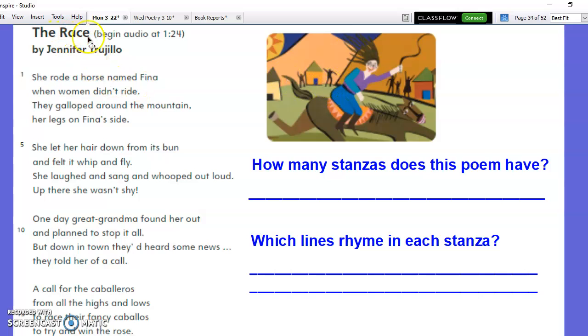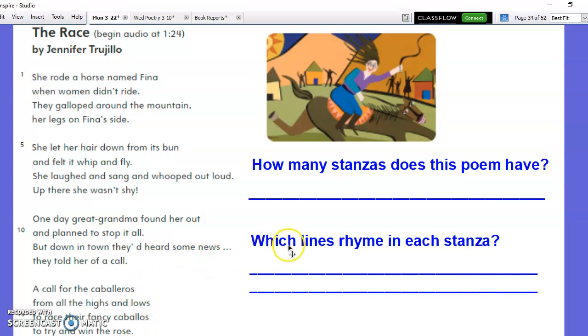This is The Race by Jennifer Trujillo. She rode a horse named Fina when women didn't ride. They galloped around the mountain, her legs on Fina's side. She let her hair down from its bun and let it whip and fly. She laughed and sang and whooped out loud, and there she wasn't shy. Up there she wasn't shy. One day Great-Grandma found her out and planned to stop it all. But down in town they'd heard some news. They told her of a call for caballeros from the highs and lows to race their fancy caballos to try and win the rose.